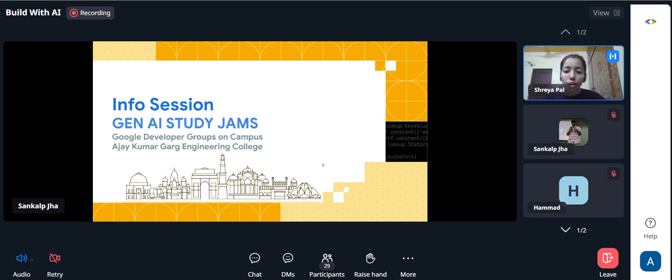Yes, we all are here for the info session for our new campaign, which is Gen AI Study Jams. In this, you're going to have hands-on experience with the labs and the assessments given during the lab. It will run from 11 October till 11th of November. During that duration, you all will get the labs and have hands-on experience.